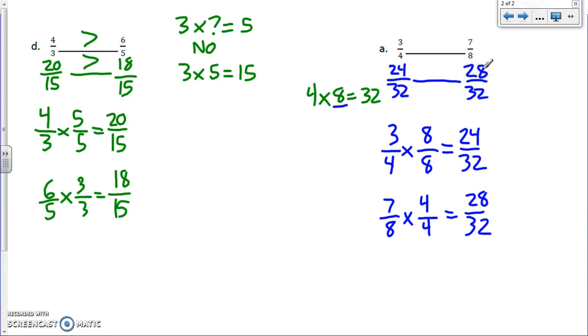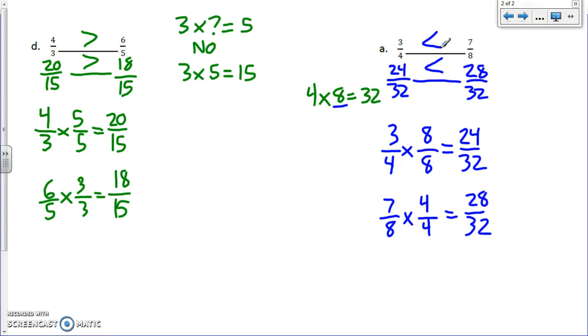Now all I have to do is look. I have the same denominator, 32, in both fractions, so I can compare them. Now I look at my two numerators. I have 24 on one side and I have 28 on the other. 28 is greater, and I can put my sign on the top line now. So I have 3/4 is less than 7/8.